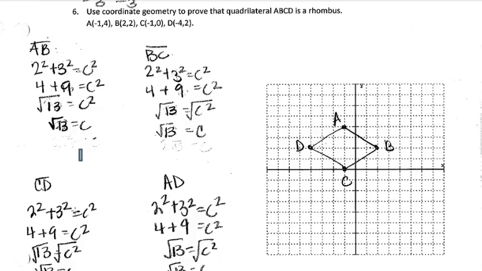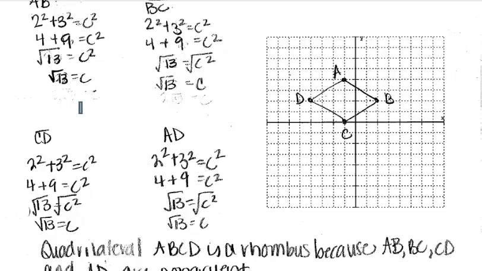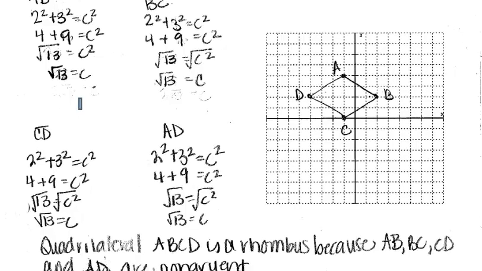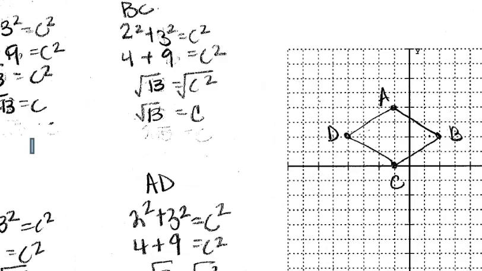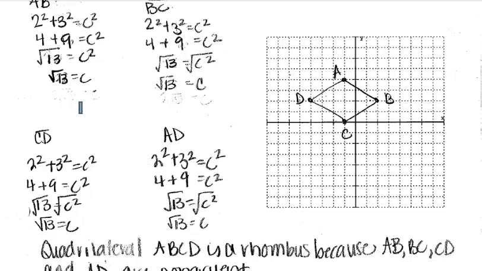Now your work gets a lot of credit, but it doesn't give you all of the credit. You need to make sure you have a complete sentence. And my complete sentence is quadrilateral ABCD is a rhombus because AB, BC, CD, and AD are congruent.